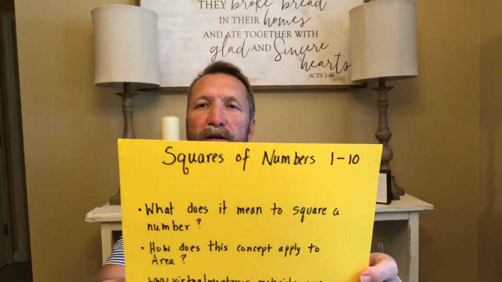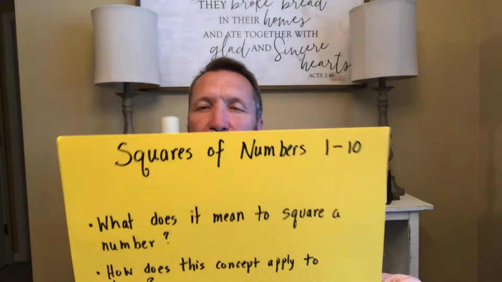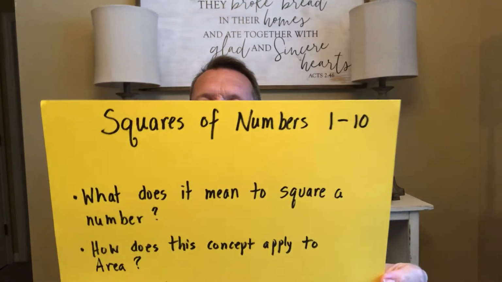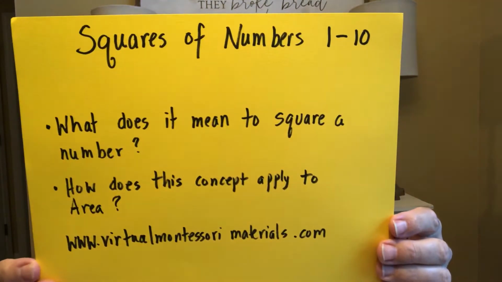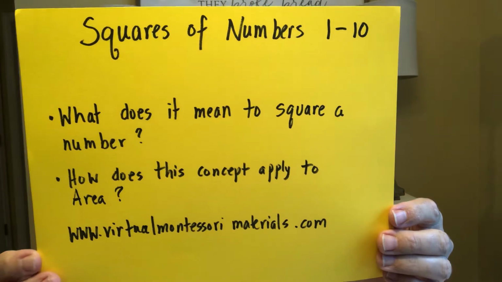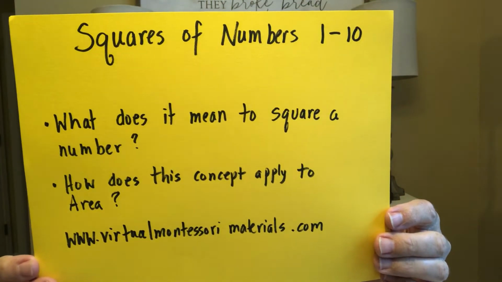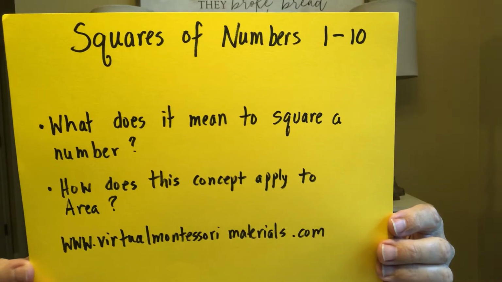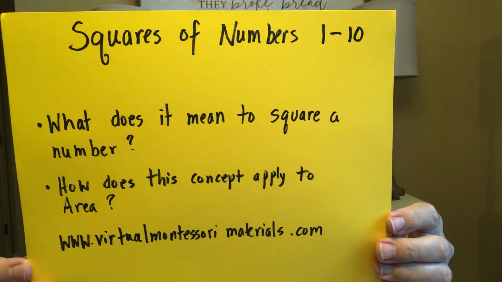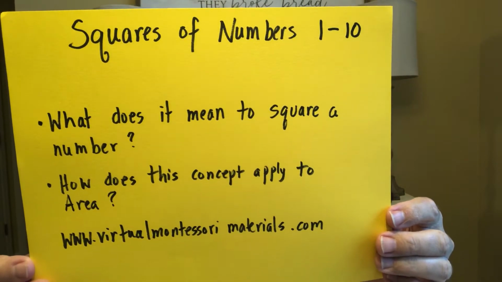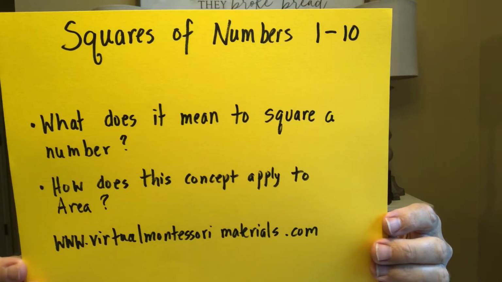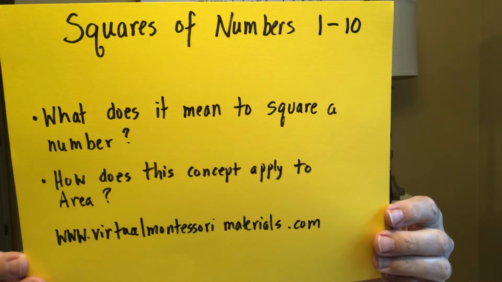Today we are going to do a lesson on the squares of numbers, from the numbers 1 to 10. The squares of numbers 1 to 10. There are a couple of questions I want you to think about while we're doing this work. What does it mean to be a square number? What does that mean when we say we're going to square a number or that number is squared?